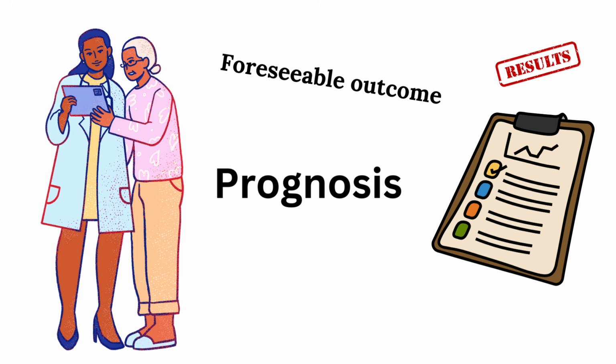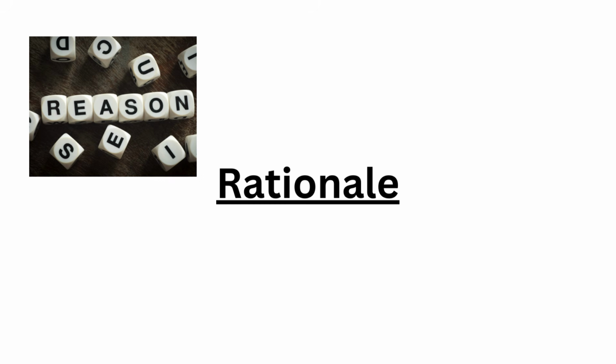Prognosis. So think of it is the foreseeable outcome, the result. What is anticipated or expected? That is another way to remember prognosis. What is expected to be the outcome.